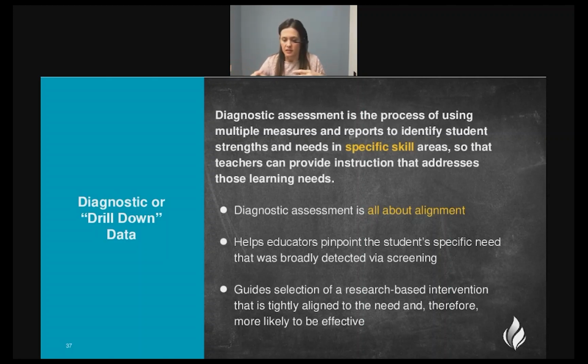It also guides the selection of a research-based intervention that's tightly aligned to the area of need, and is therefore more likely to be effective. So the more precise we can be about the level or type of need, the more confident we can be that that support is going to be effective. And so the more intense the student's needs are, the more alignment we need to make sure is in place. We spend a little bit more time aligning supports and services to students who have a greater need.